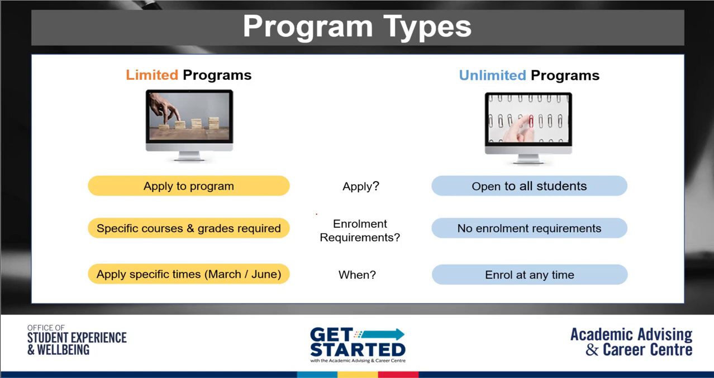So there are 2 different program types. There's a limited program and there's unlimited program. So for limited programs, you must apply to the program, and there's specific courses and grades required for them. And you must apply during specific periods. So for example, you could apply in March or June. Unlimited programs are open to all students. There are no enrollment requirements, and you could enroll at any time.